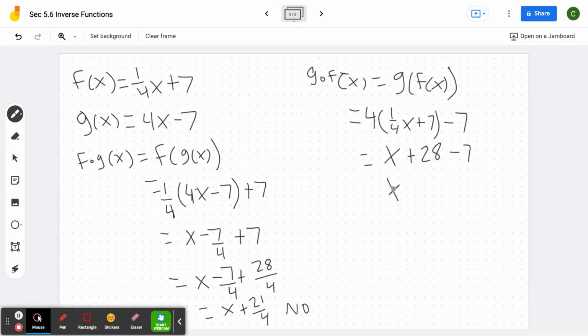And so we have g of f of x equals x plus 28 minus 7. That's going to be 21. So again, I don't have x by itself, so this is also no. And so these two functions here are not inverse functions. So f of g or g of f of x do not give me just x. So these are not inverse functions.